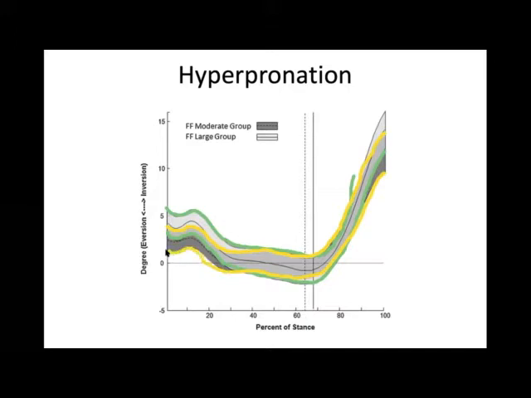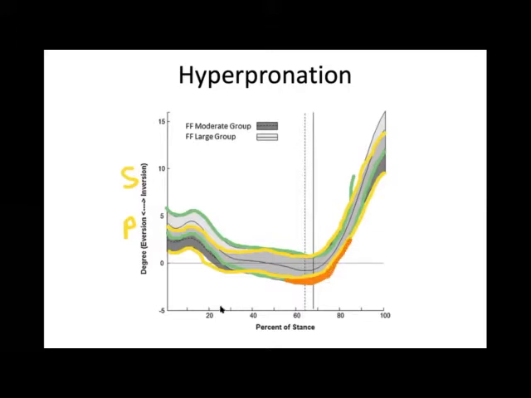Now let's just show what it says, all right? It says this is eversion and inversion. Inversion is supination, and eversion is pronation. So down on the graph is pronation. And you'll see that this forefoot large group, which is the light colored graph, has this little area here that is below that yellow graph, this little portion here. And you'll also notice that there's a portion here that happens afterwards.